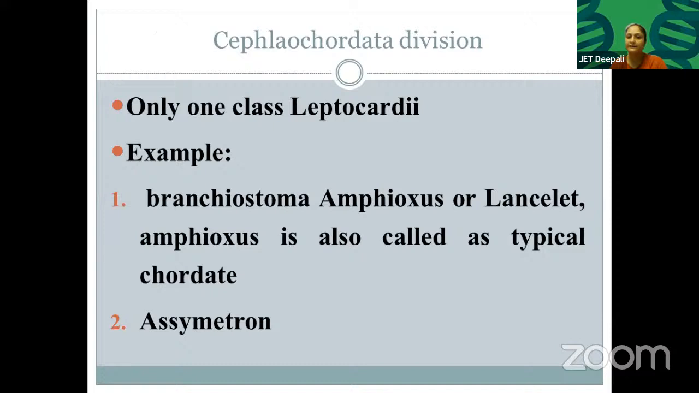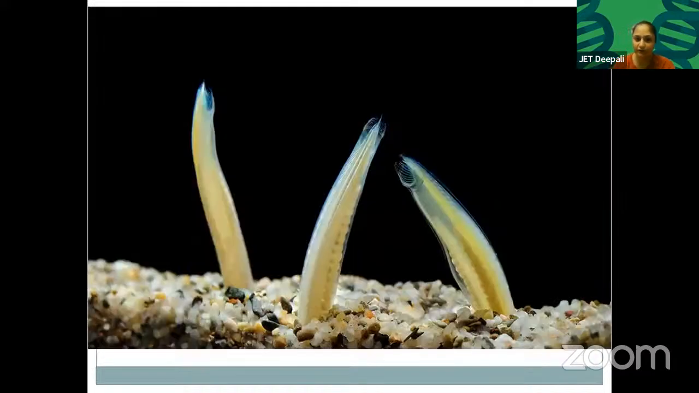Only one class, Leptocardii, is present. Branchiostoma, Amphioxus or lancelet. Amphioxus is also called a typical chordate. Asymmetron. Let's have a look at the Amphioxus. You can see these are the muscular bands. They are present on both the lateral sides and on the dorsal side, not present on the ventral side. You can see there is no muscular band on the ventral side.